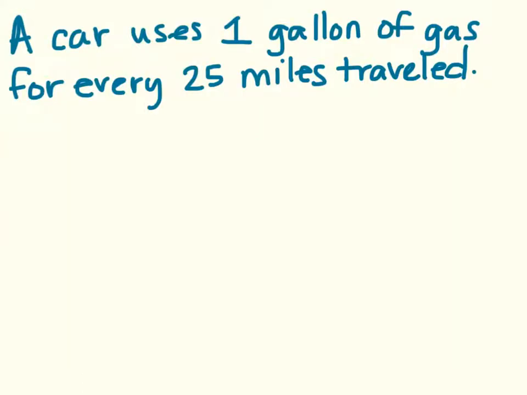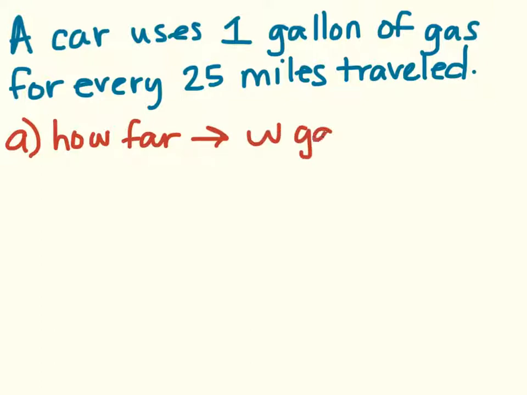Our next sample problem requires us to use multiplication and division to evaluate an algebraic expression. So we begin with this statement. A car uses 1 gallon of gas for every 25 miles traveled. So our unit rate would be 25 miles per gallon. So question A asks, how far can the car travel on W gallons of gas?